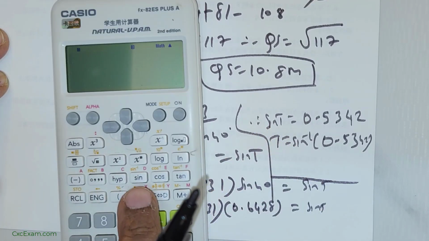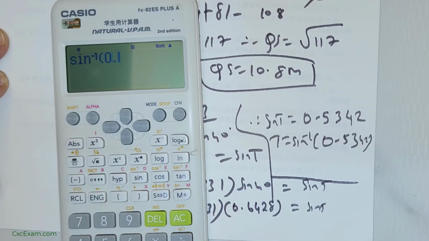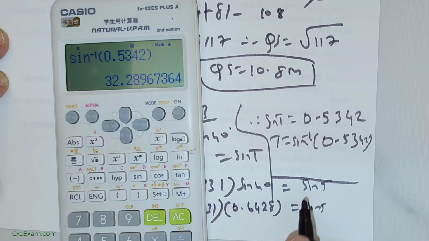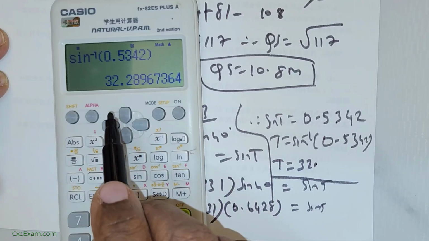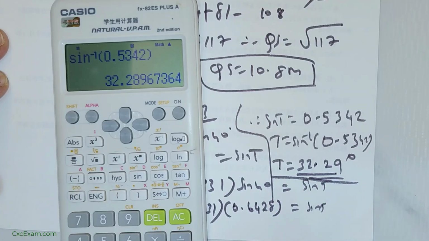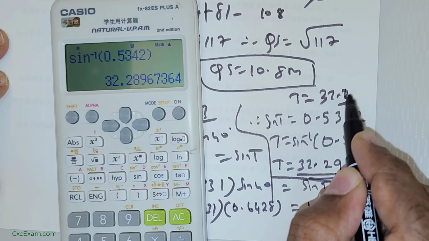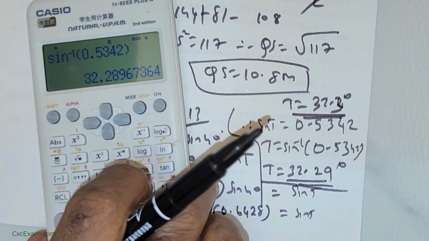So use the shift key, sin inverse of 0.5342. So T is equal to 32.289. Okay, 32.29 degrees is what we have got. Right. So if you're going to round it to one digit after the decimal place, you need only one digit. You can take T is equal to 32.3 degrees. Okay.